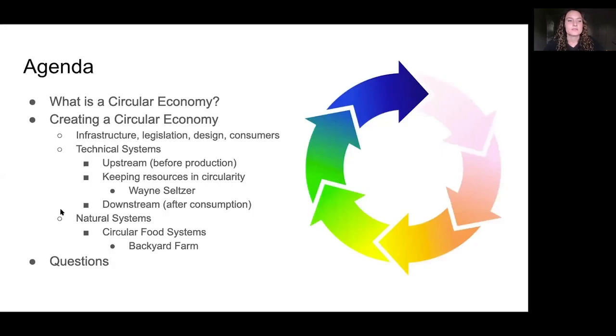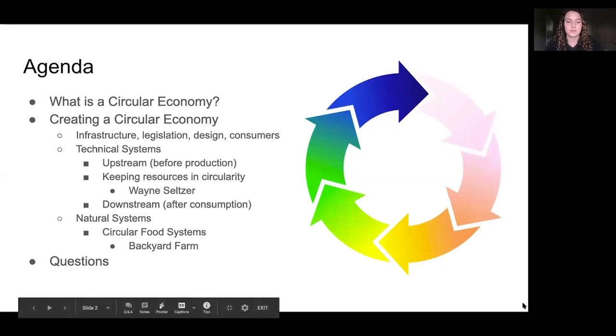Okay, so, let me sort out my screen super quickly, and then things will go more smoothly. Wow, come on. Okay, there we go.